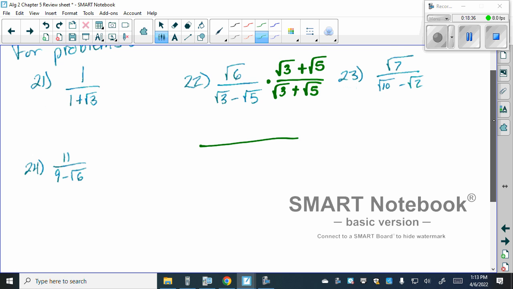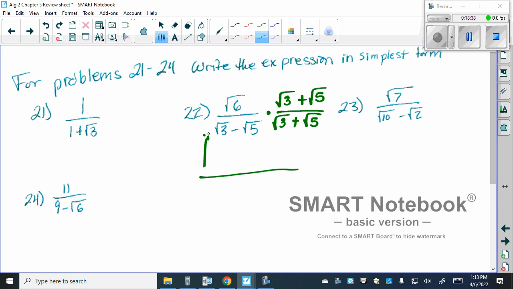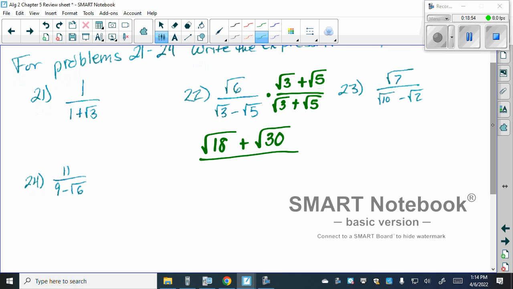So for our numerator, we're going to do square root of 6 times square root of 3, which will be the square root of 18, plus square root of 6 times square root of 5. 6 times 5 is 30. To get square root of 18, we did 6 times 3. Since the radicals are the same, we can multiply what's inside.